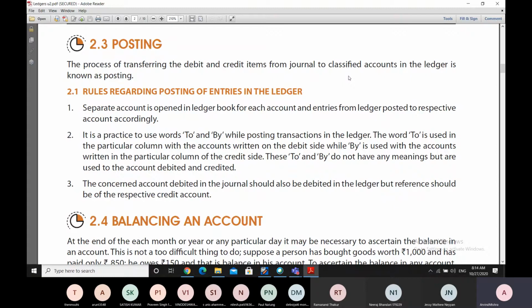So the process of transferring the debit and the credit items from the journal to the classified accounts in the ledger, this process is known by the word posting. When we say that the posting has been done, it means that the journal entries have been posted into the ledger.